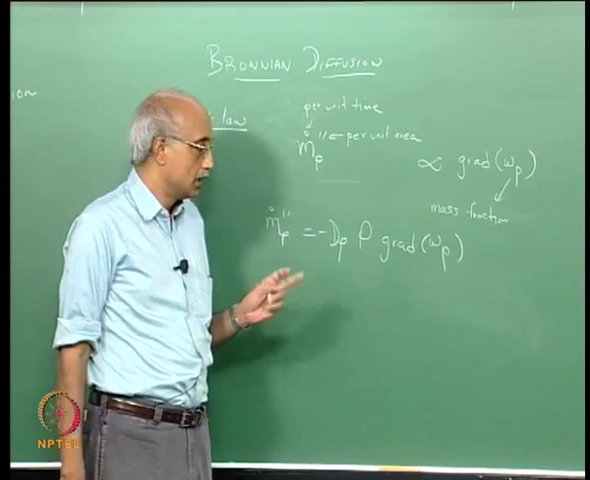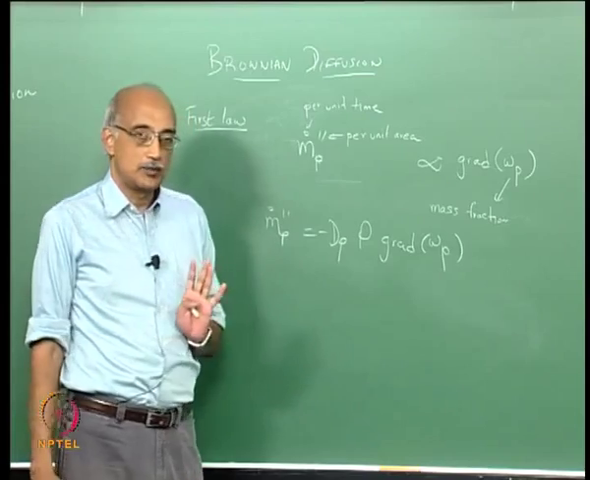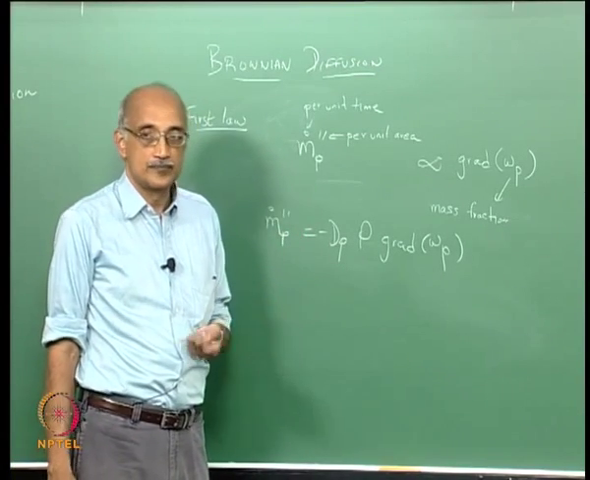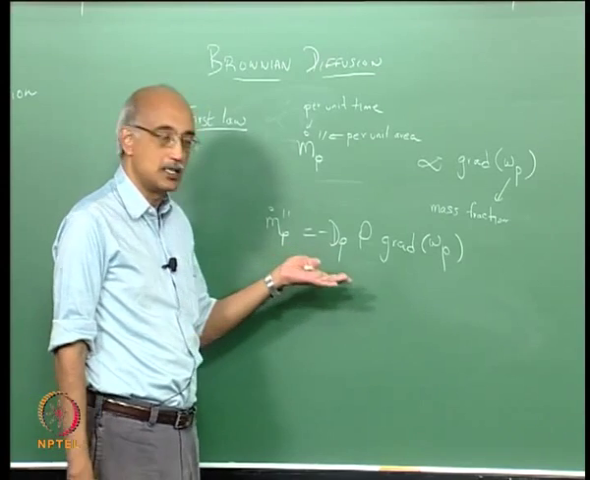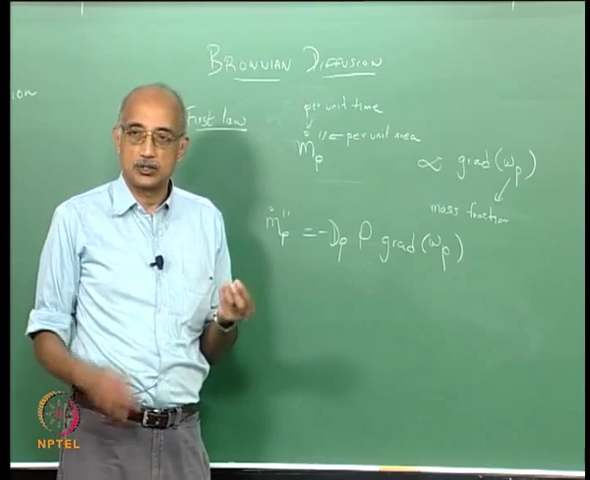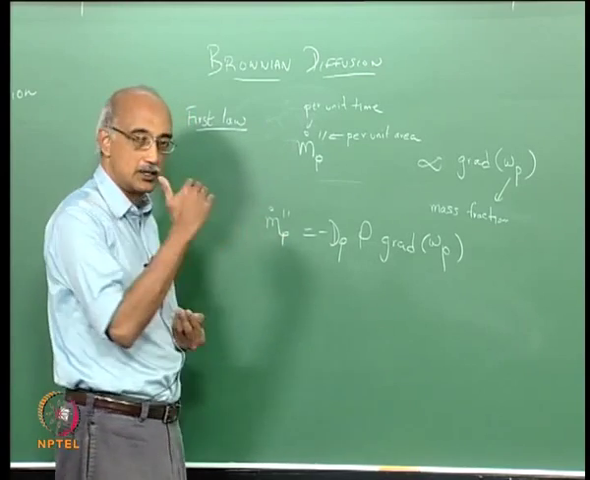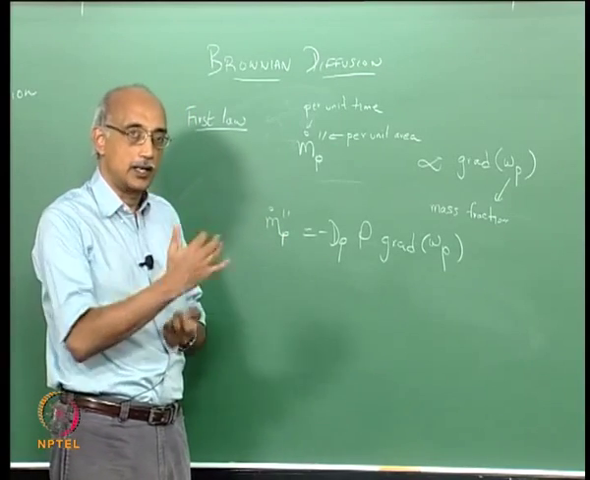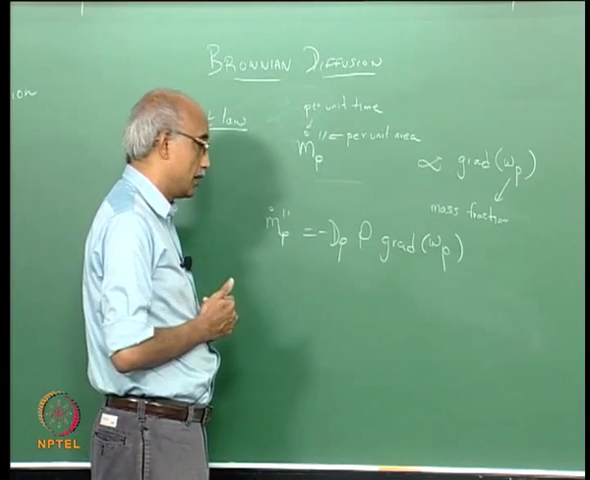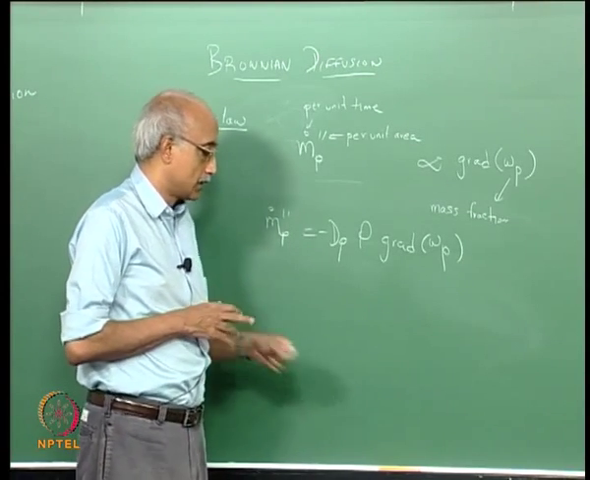Now this law is applicable under what conditions? What is the basic assumption here? Among many, one of the assumptions is essentially that it's a steady state process, right? You are assuming that you have achieved a steady state gradient in the mass fraction and there is a flux associated with it which is also occurring in a steady or quasi steady manner.